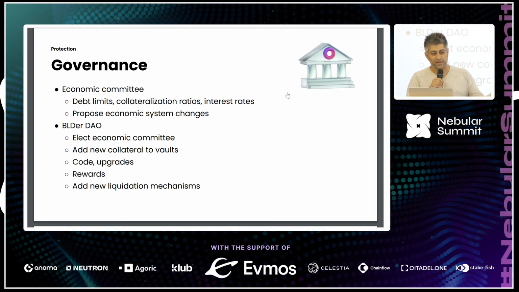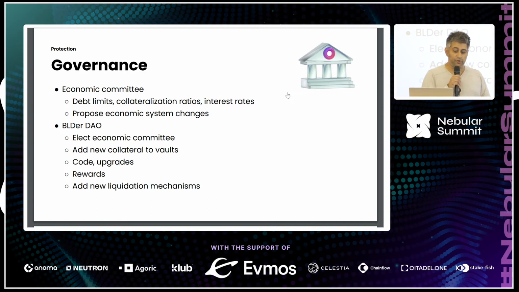But also, like most Cosmos chains, we do have token holder governance. They elect the economic committee, and they add new collateral to the vaults. If you think your token should be in the vault mechanism, there's going to be this back and forth with the economic committee and the Builders DAO to add new collateral to the system. But it is expected to be dynamic. And then all of the code changes and upgrades, especially in the early days, any new code that has to be deployed on Agoric is going to require a full DAO vote.